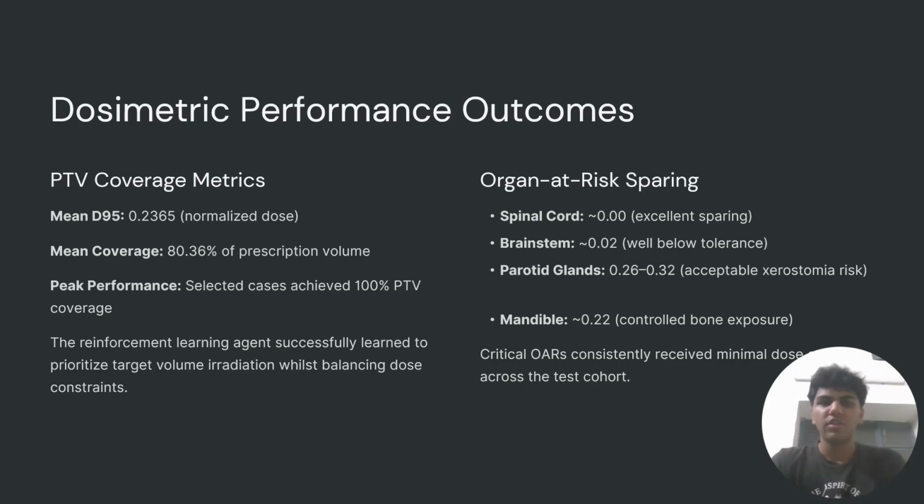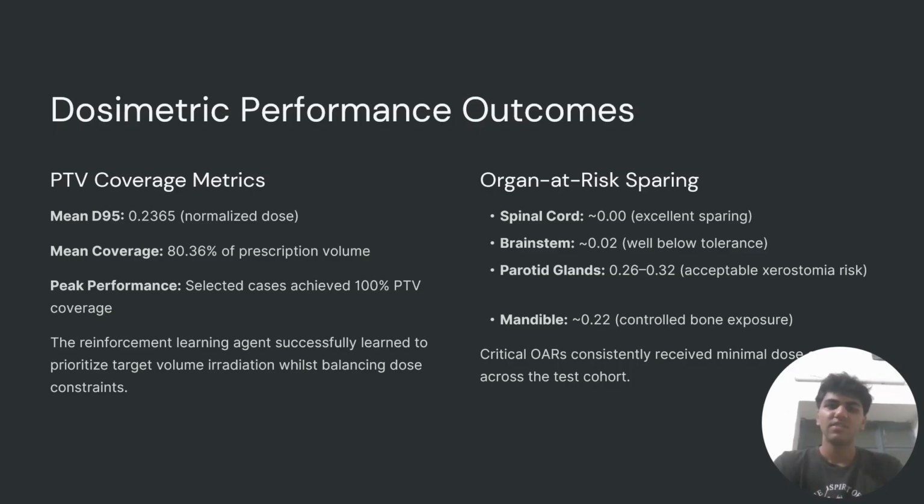Let's now move on into the dosimetric performance outcomes, which evaluate how well the RL agent actually performs in terms of real clinical radiation planning goals. We'll begin with the target coverage. Across the testing data, the agent achieved a mean D95 value of about 0.2365, normalized to prescription dose. While this is moderate, what is promising is the mean coverage of over 80%, and in some cases, the agent achieved 100% PTV coverage. This indicates that the system learned to consistently prioritize delivering the therapeutic radiation to the tumor, which is the core clinical objective.